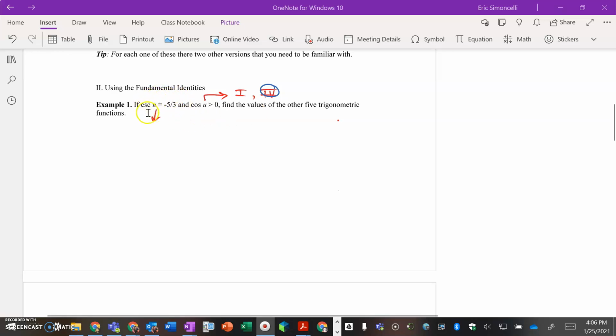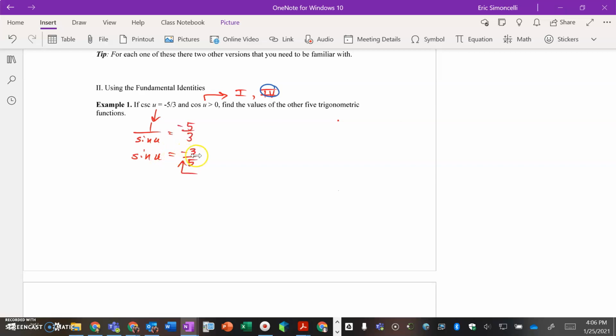When is cosecant of an angle equal to negative 5/3? Let's take a look at the analysis. I'm going to have all of you write down that 1 over sine, which of course is the cosecant, is equal to negative 5/3.